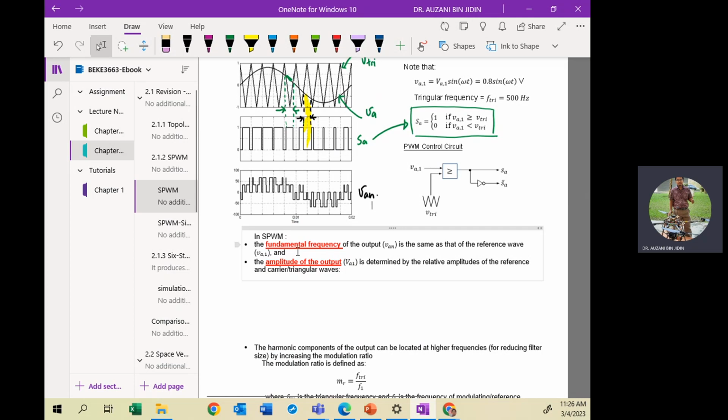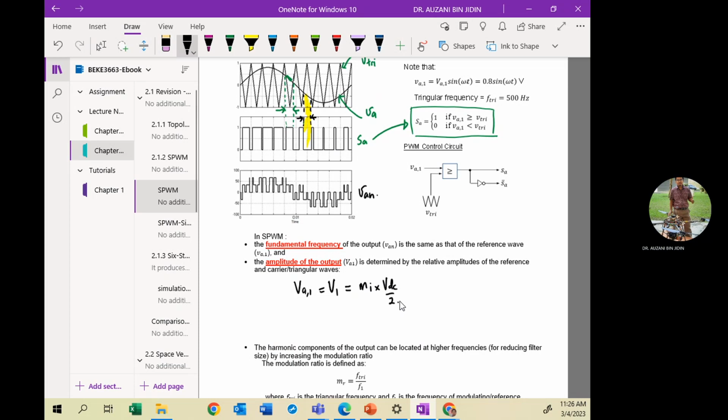The fundamental frequency of the output is the same as that of the reference wave, and the amplitude of the output is determined by the relative amplitude ratio. So you must know how to calculate the fundamental component. Maybe I put VA1, where 1 refers to the fundamental component, or you can write it as V1. You can calculate V1 as the multiplication of the modulation index and VDC divided by 2, half of VDC.